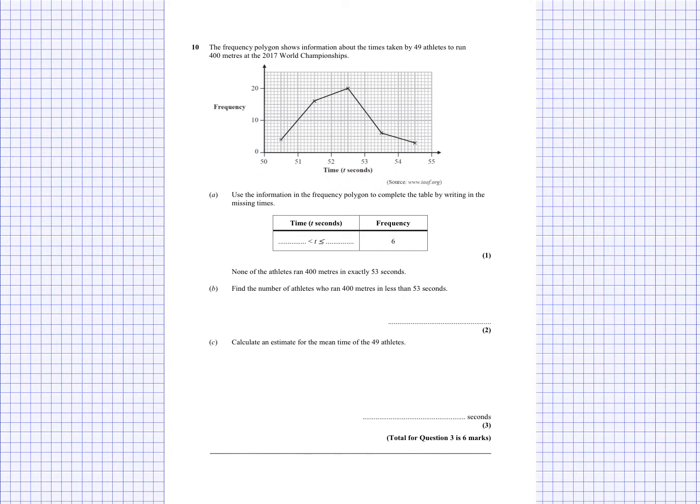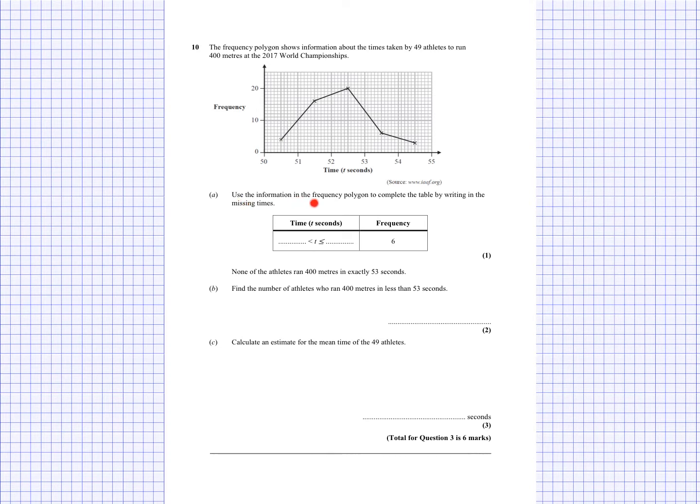All right, so this is time, and what it does is it takes categories, and then it plots in the middle of that. So between 50 and 51 seconds, there were this number of people. You just read the frequency there. Between 51 and 52, there were this number of people. Again, you read the frequency on that side. So that's how a frequency polygon works.